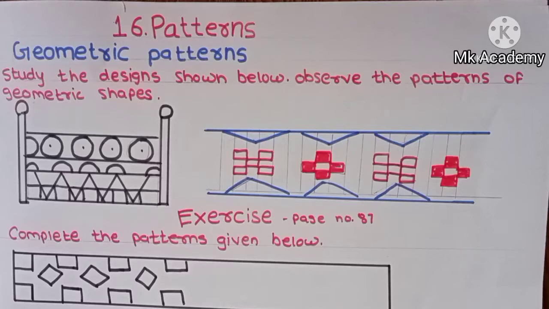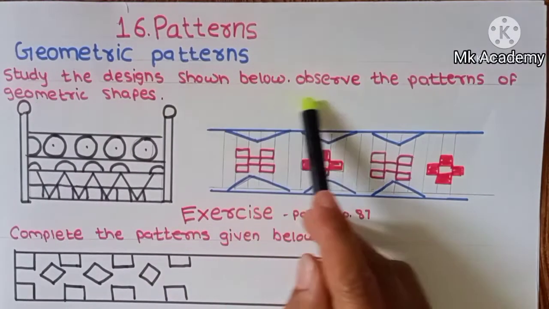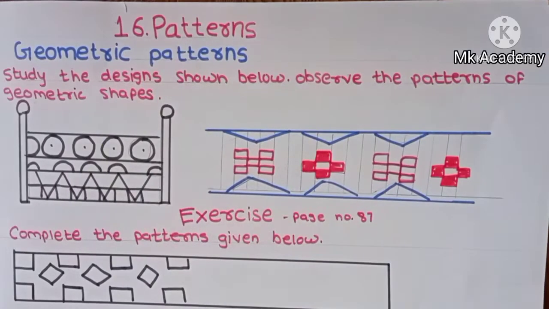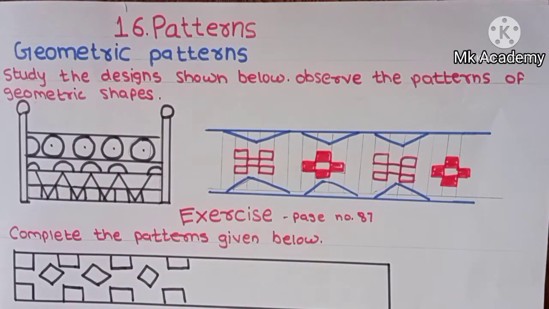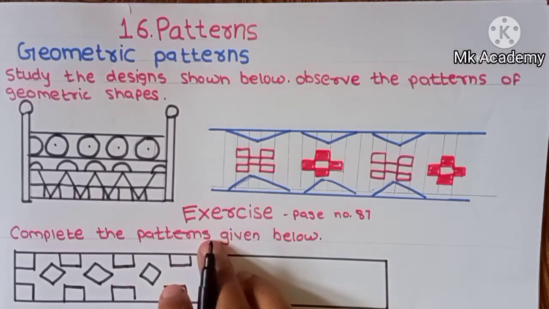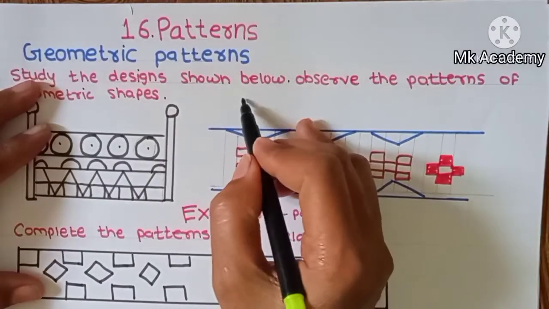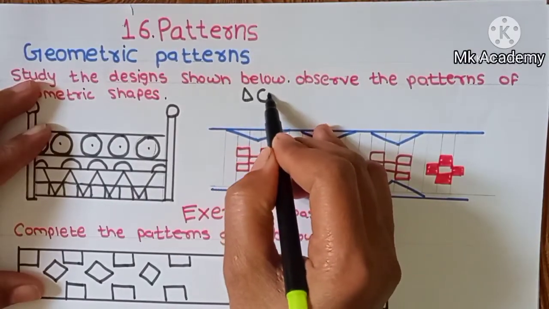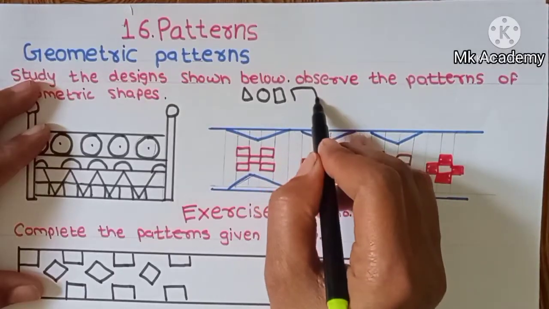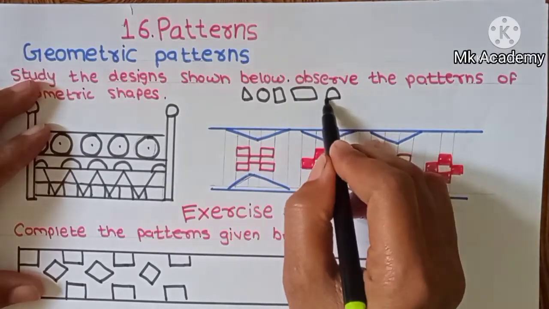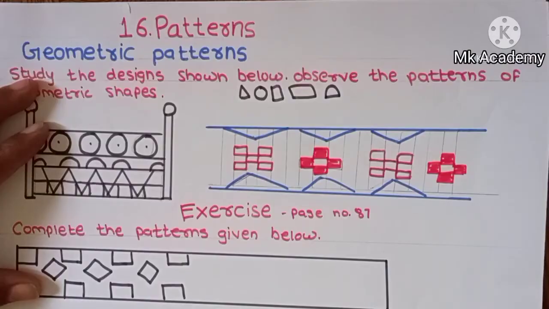Now see some examples. Study the designs shown below. Observe the pattern of geometrical shapes. In these two patterns, there is a use of geometrical shapes. Now we know the geometrical shapes: triangle, circle, square, rectangle, half circle. These are geometrical shapes.